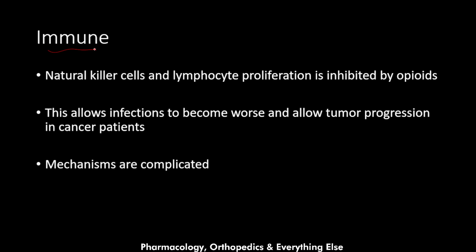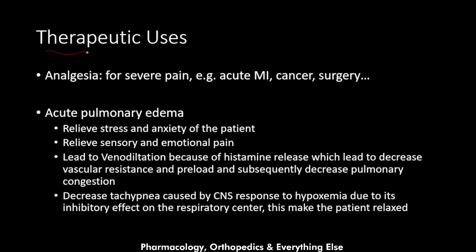Regarding the immune system, the natural killer cells and the lymphocyte proliferation are inhibited by opioids, so this would decrease the immunity and allows infection to become worse and allows tumor progression in cancer patients. And the mechanisms for immune system weakness are complicated. Now let's talk about the therapeutic uses for morphine. So it is used as an analgesic for severe pain, especially acute myocardial infarction, cancer, and surgery.